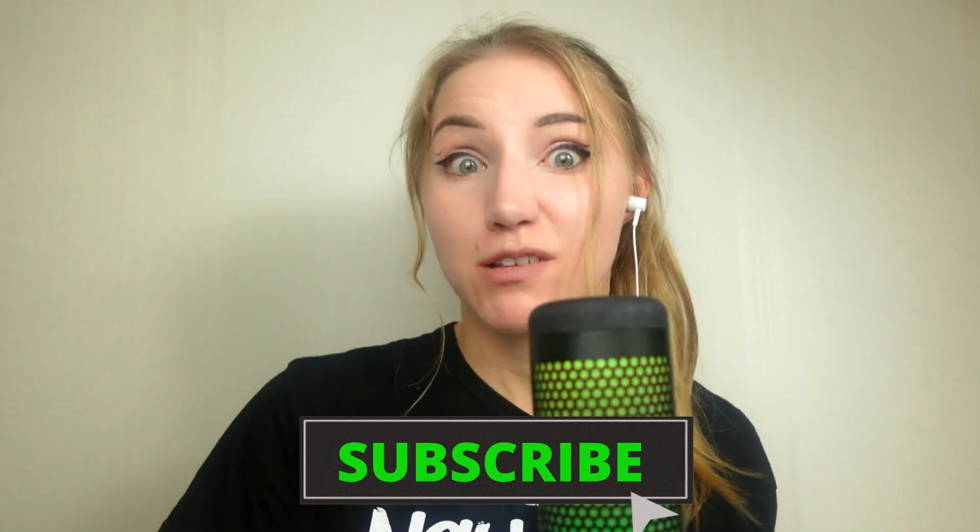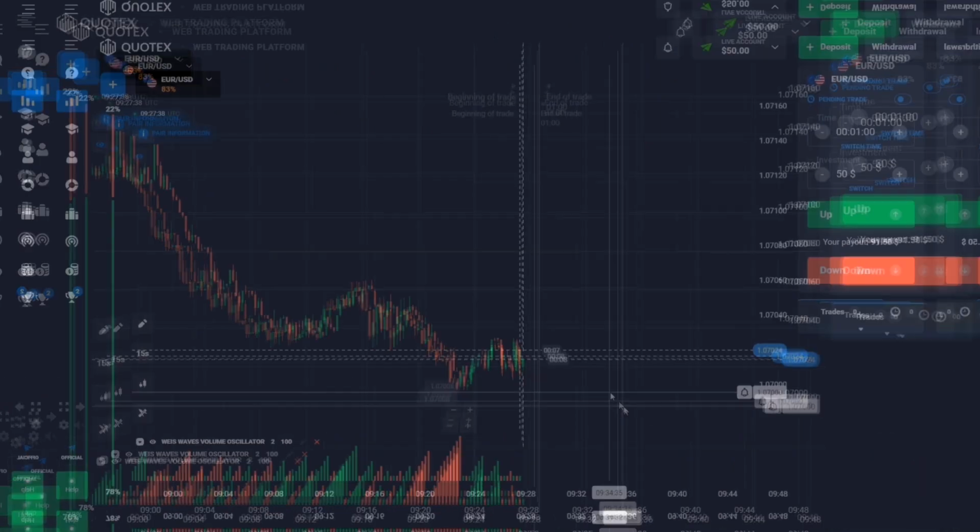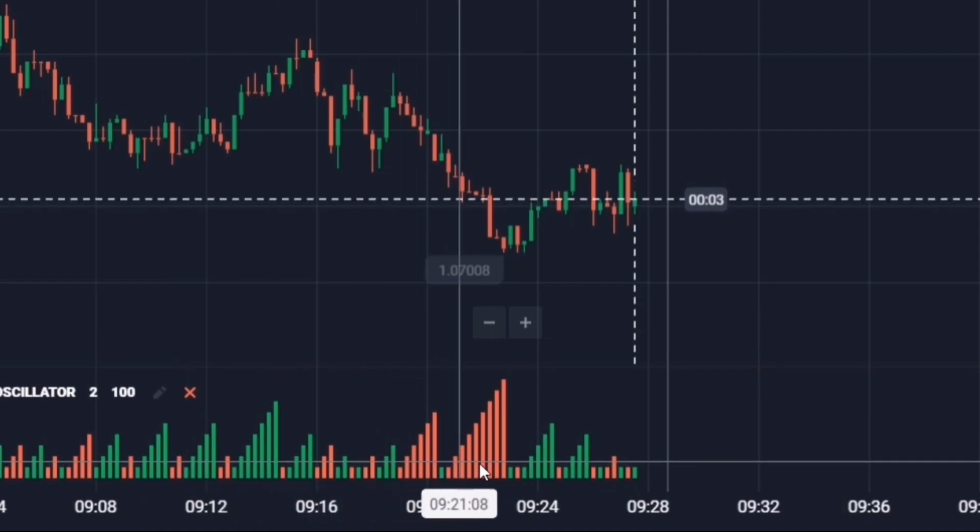Guys, Weis Waves Volume Oscillator. This indicator shows what volumes are dominating on the chart. In combination with technical analysis, it works the best. This indicator has all the settings activated by default.